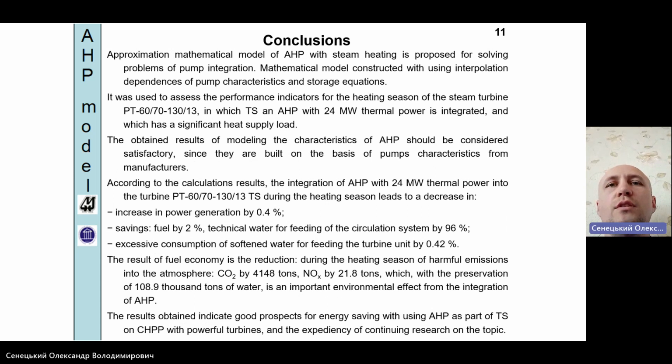The conclusions are presented on this slide, but in the end, I would like to note that the realization of an absorption heat pump at a powerful cogeneration heat power plant will save fuel resources and reduce the harmful impact on the environment during heat and electricity generation.